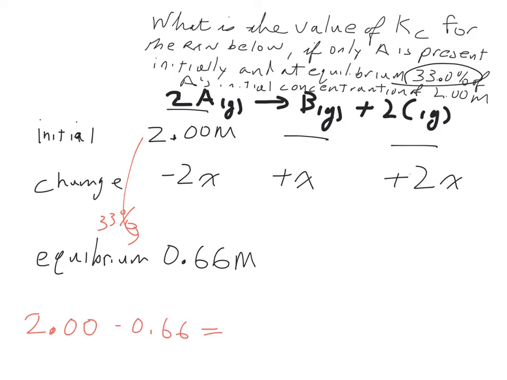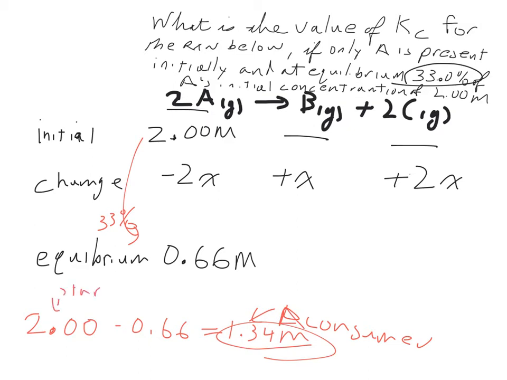I've got a little bit of a cold here today. 2 minus 0.66, 1.34. So that was my change. That's the amount of A that was consumed if I only have 0.66 left. So that's how much A was consumed. Because that was my start, that was my finish, so that has to be the amount that was consumed.